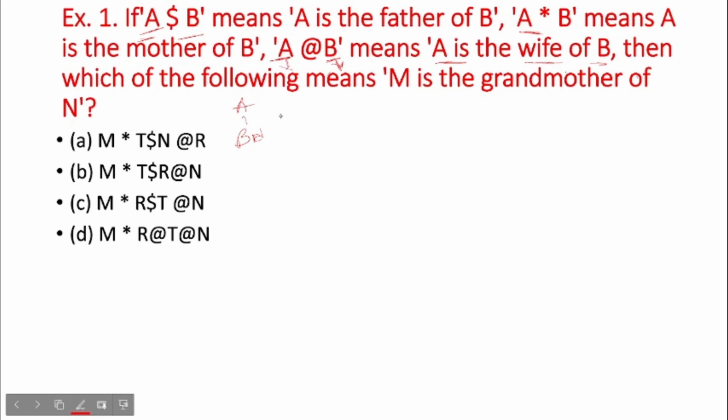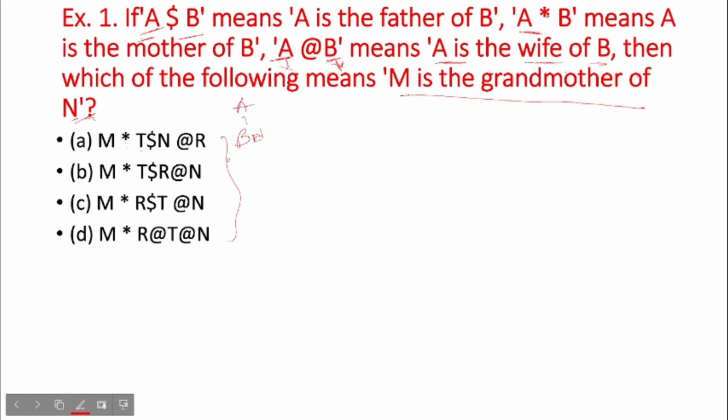In this type of question, by seeing the options we get to know that we need to solve all the given options and see which one satisfies the given condition, that is M is the grandmother of N. So let's start with the first option. We have to get M as grandmother of N. M star T.